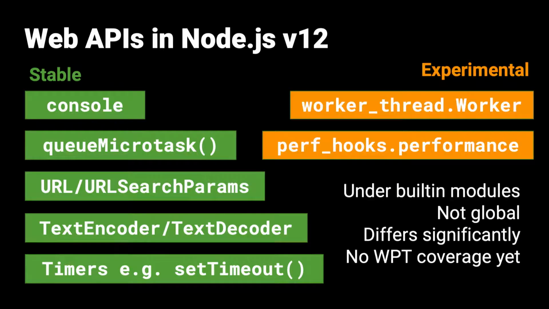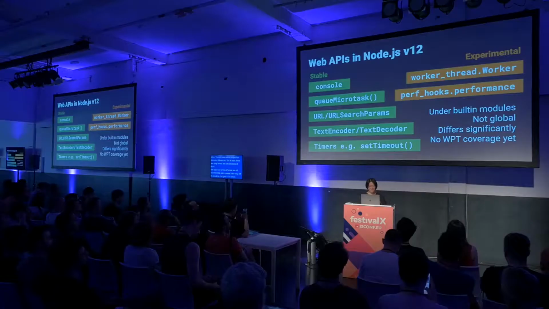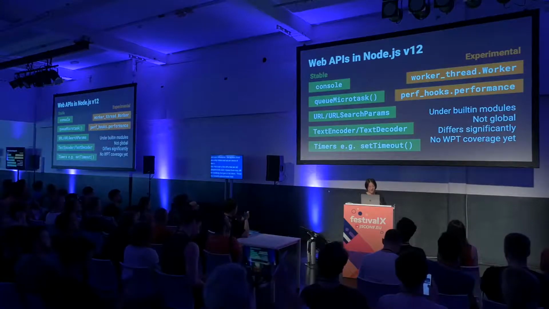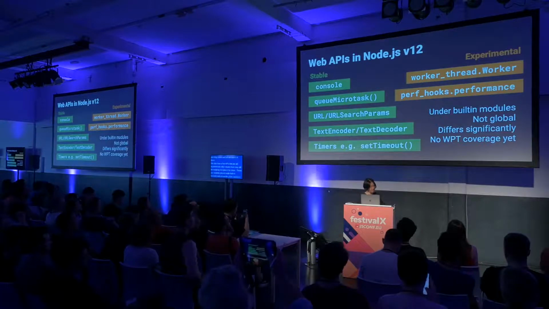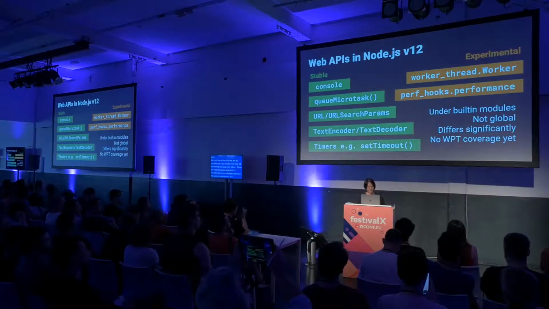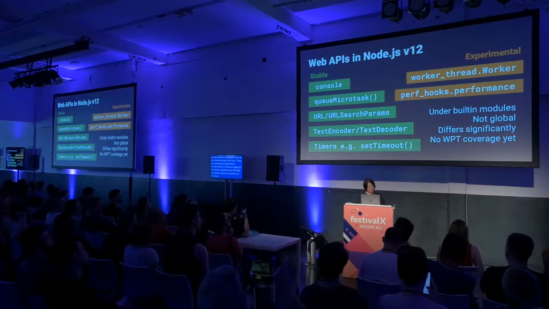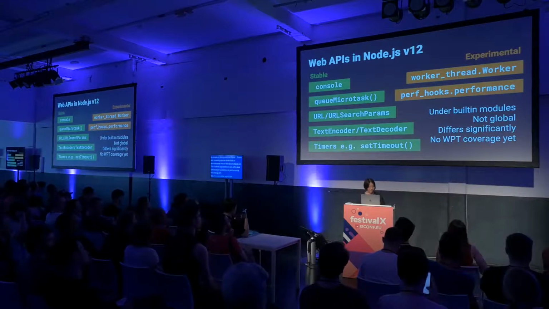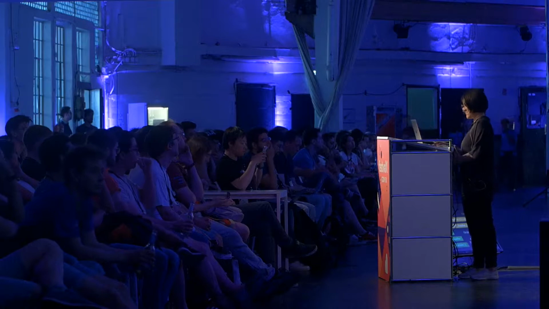We also have a few APIs that are still experimental, which means there may still be breaking changes in the future. These are currently placed under built-in modules and not on the global object yet. The current experimental web APIs that we have are workers and the Performance Timing API. But they also differ significantly from what you would get from the browsers. And we do not run web platform tests for them yet, so watch out.